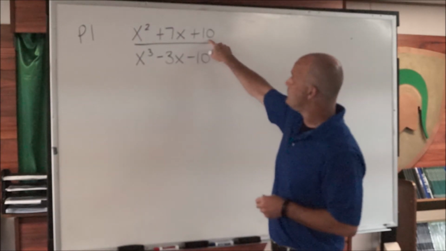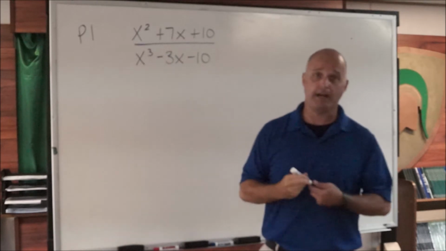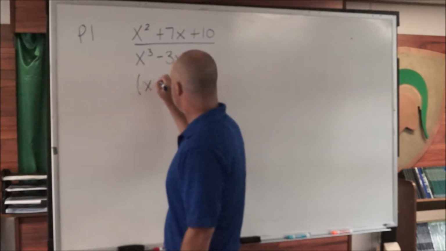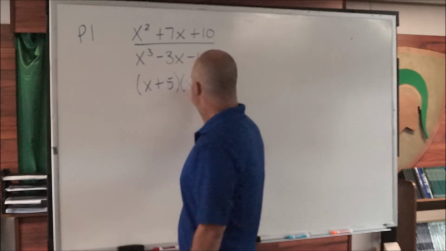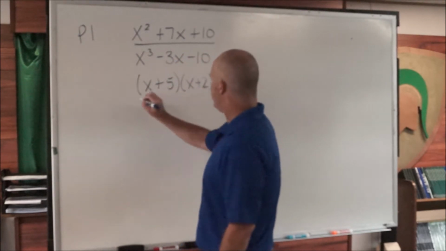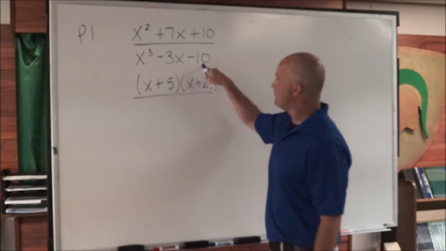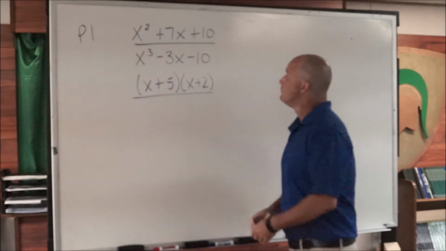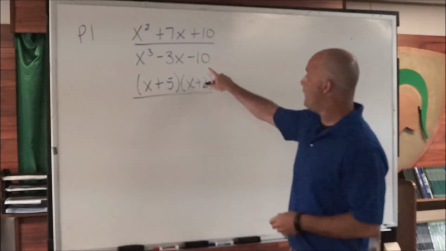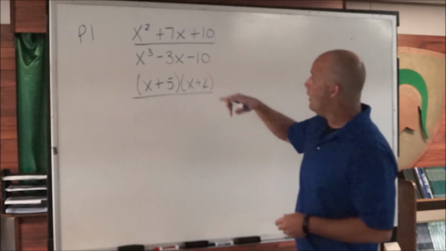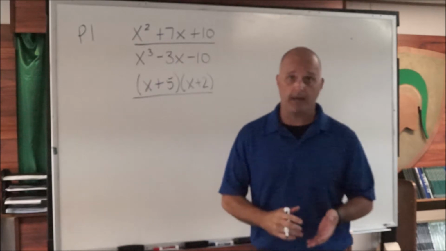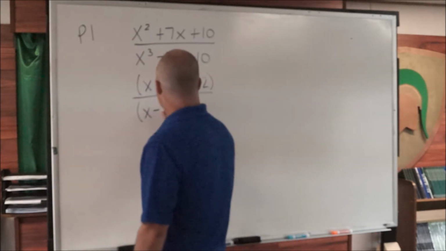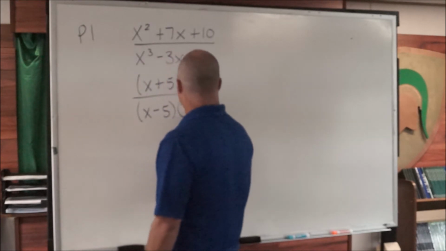So what are the factors of 10 that add to 7? We've got 5 and 2. So we get x plus 5 times x plus 2. And then in the denominator, we're going to ask ourselves, what are the factors of 10 that subtract to 3? So we're going to be looking at, again, 5 and 2, and we want to get a negative 3, so we want to have x minus 5. So we're going to do x minus 5 times x plus 2.